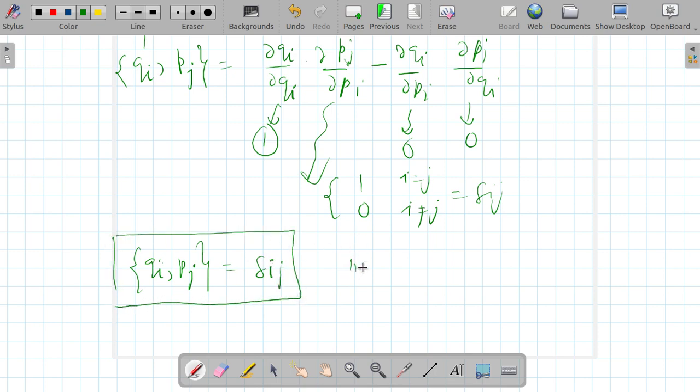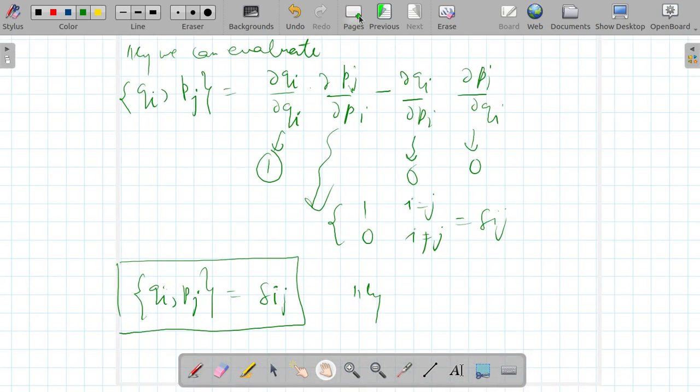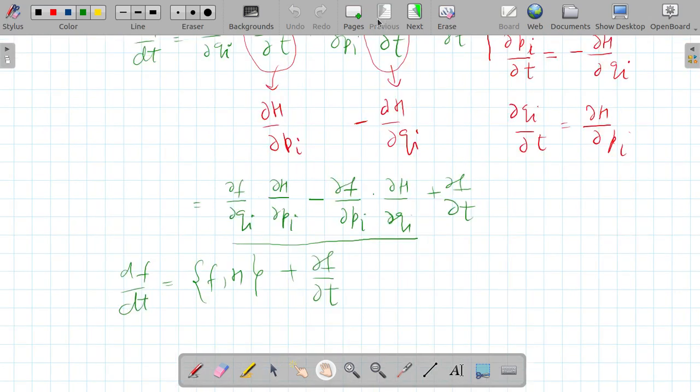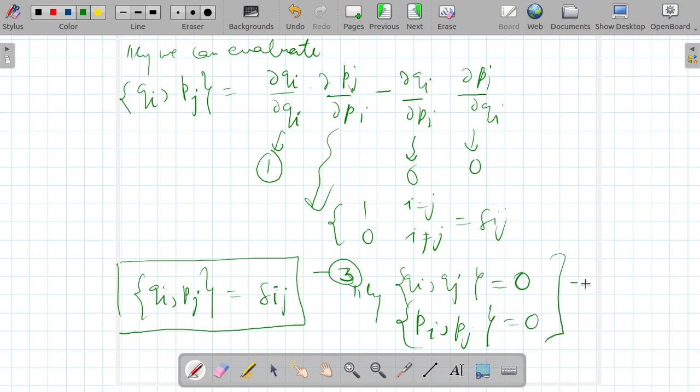Let me call this equation number 3. Similarly, we can prove that the Poisson bracket of Qi and Qj will be equal to 0. We can prove it, but here I am just recapitulating these results. So this is a result from classical mechanics.